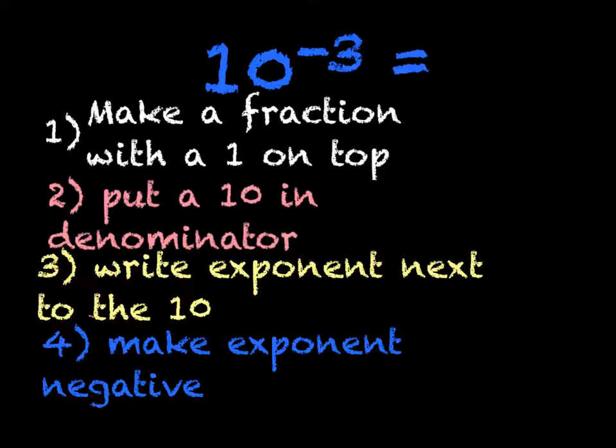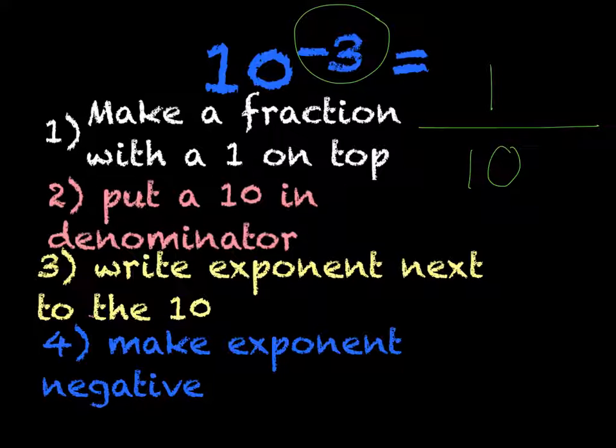So the first thing we're going to do is make that 10 to the negative 3 into a fraction. To set up our fraction, we put a 1 in the numerator. And then our denominator is going to have 10 because that's our base. But we take that negative 3 exponent, and when we move it down to the denominator, we can make it a positive 3. So 10 to the negative 3 is the same thing as 1 over 10 to the third power.